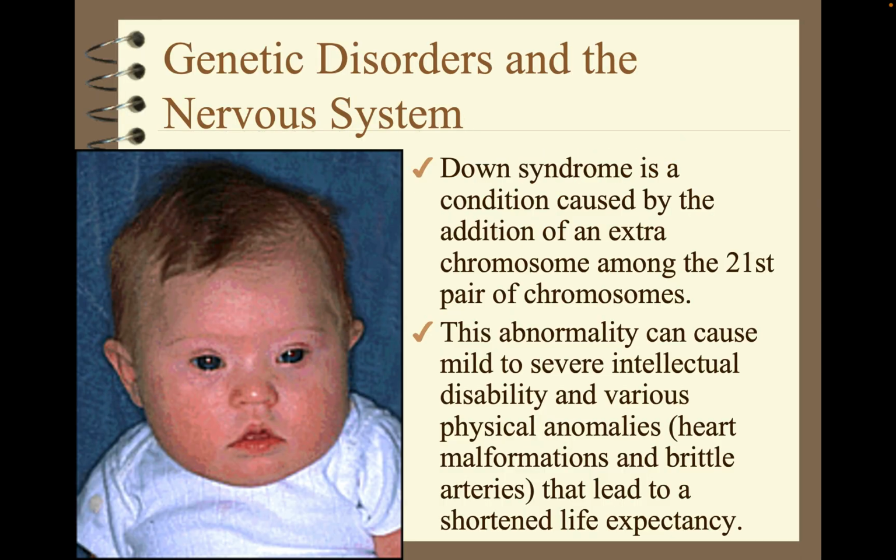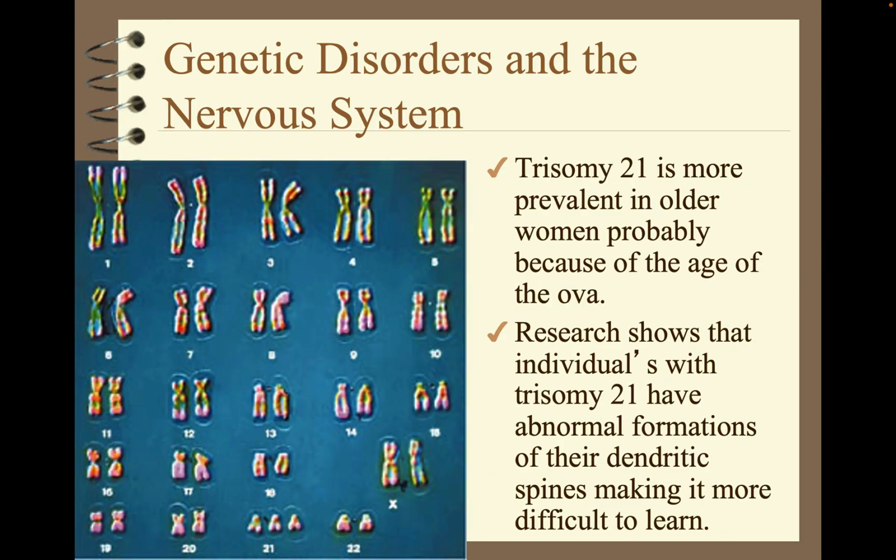Down syndrome is a condition caused by the addition of an extra chromosome among the 21st pair of chromosomes. This abnormality can cause mild to severe intellectual disability and various physical anomalies, heart malformations, and brittle arteries that lead to a shortened life expectancy. And there you go, 21st pair.